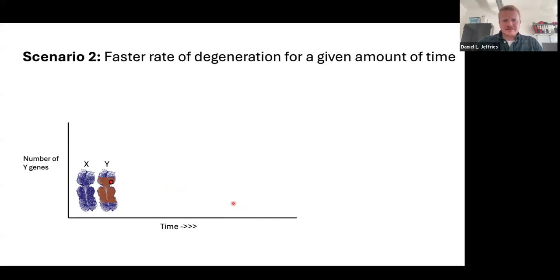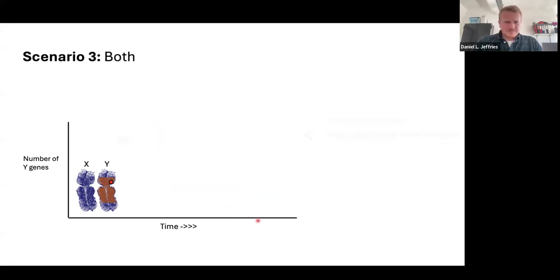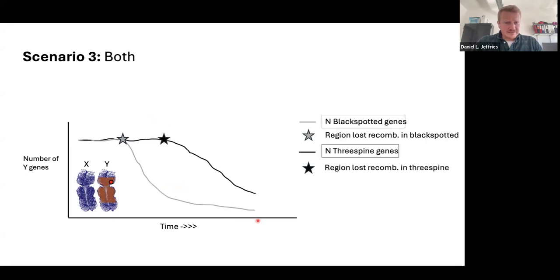The second scenario is that they lost recombination at the same time, but the rate of degeneration is faster in the black spotted. Again, any observation point here would give us the result we see. Or, of course, the third is both. So we have both earlier loss of recombination in the black spotted and faster degeneration.